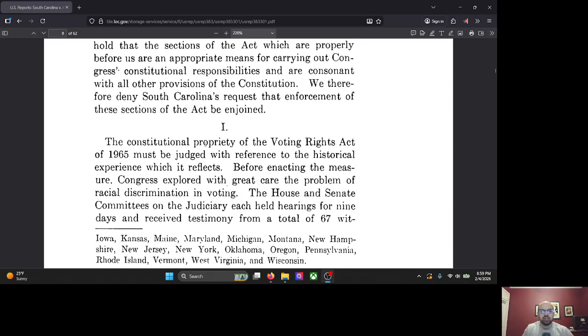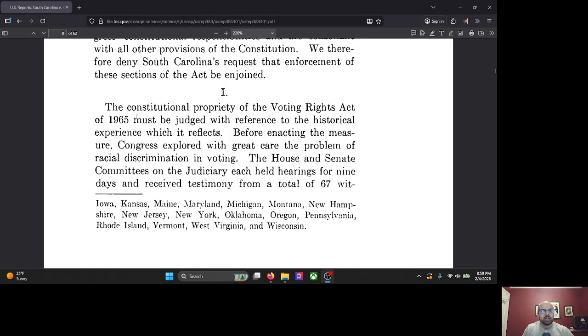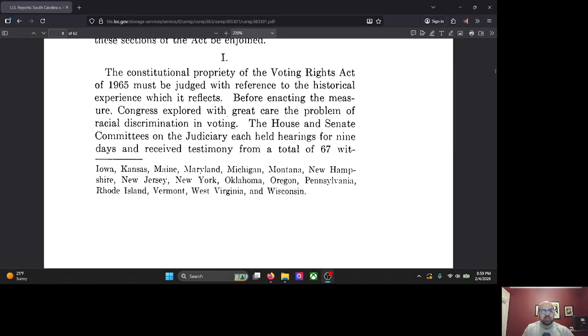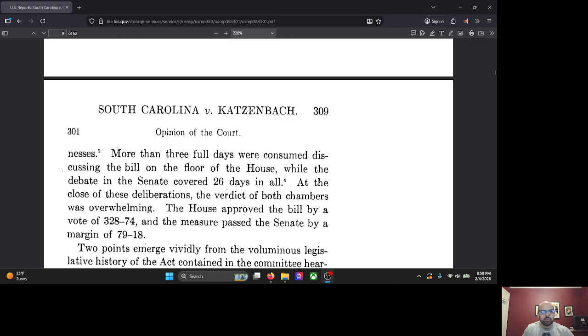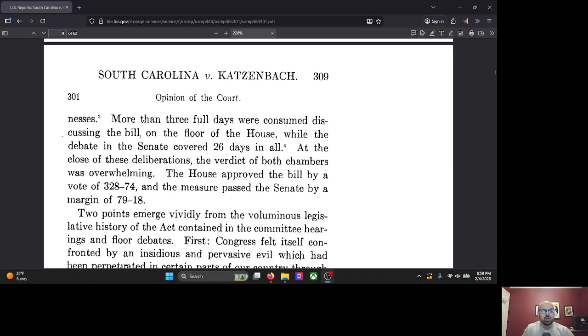The constitutional propriety of the Voting Rights Act of 1965 must be judged with reference to the historical experience which it reflects. Before enacting the measure, Congress explored with great care the problem of racial discrimination in voting. The House and Senate committees on the judiciary each held hearings for 9 days and received testimony from a total of 67 witnesses. More than 3 full days were consumed discussing the bill on the floor of the House, while the debate in the Senate covered 26 days in all.